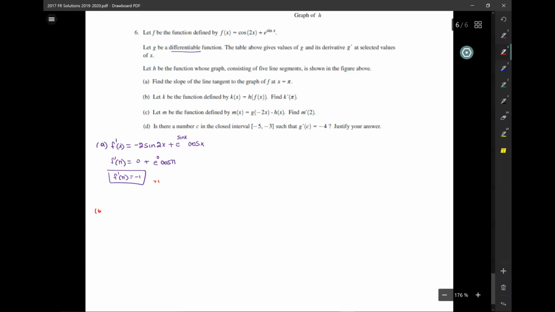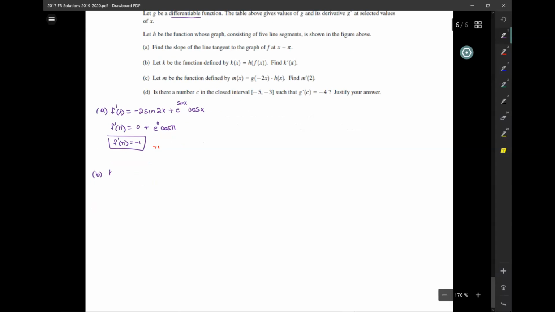Okay, B. What does B want? Let K be the function defined by h of f of x. We want K prime of pi. Okay, major chain rule. They want to see chain rule. So if I want K prime of x, that's h prime of f of x times what? F prime of x. And then evaluate it at pi, h prime of f of pi times f prime of pi. Alright, f prime of pi, we just found that it was negative 1.